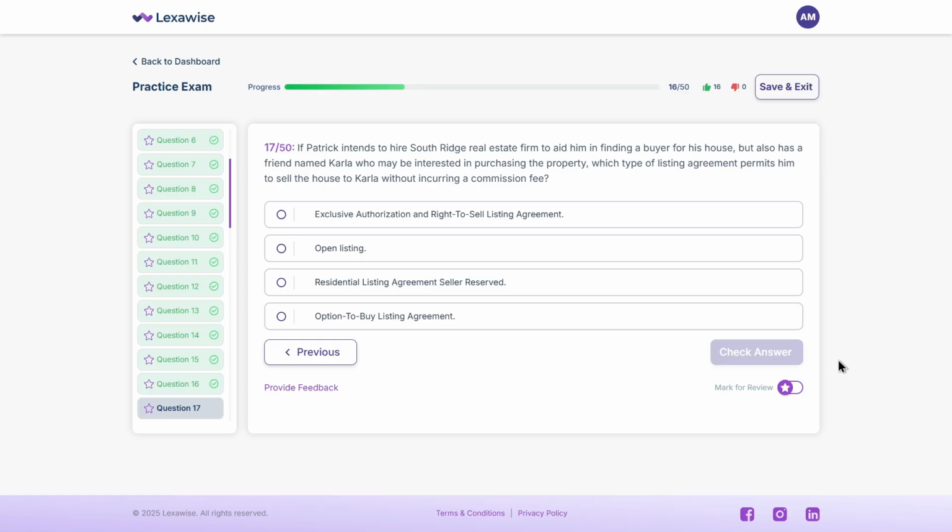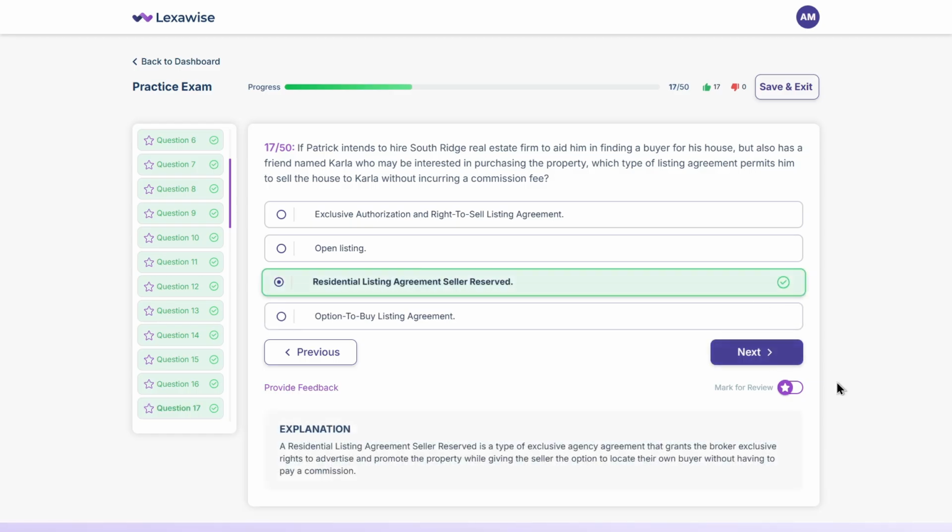The correct answer is C. Residential listing agreement, seller reserved. This agreement allows the broker to represent the property while still giving the seller the right to find their own buyer like Carla and avoid paying a commission.